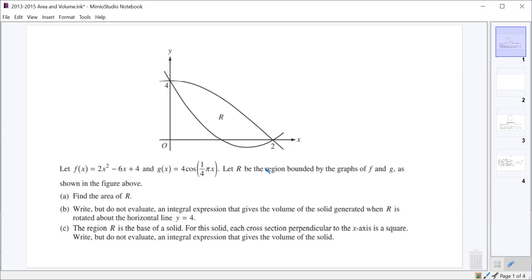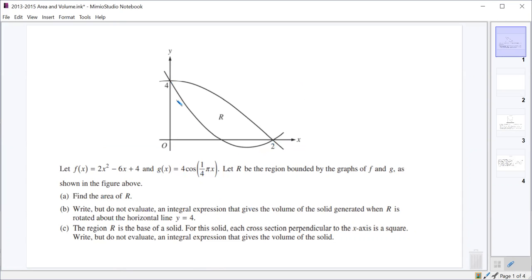You should be able to figure that out pretty easily. This is 2x squared, so that's got to be concave up, right? It's got to open up. So the lower function is the parabolic function, and the upper function is the cosine function. And they gave you an intersection point at x equals 0, and an intersection point at x equals 2. So that makes life easy.